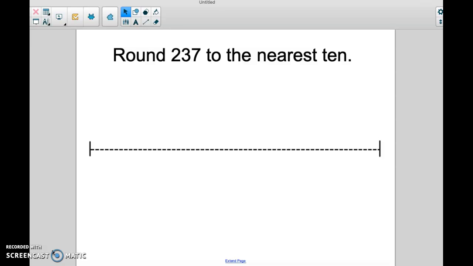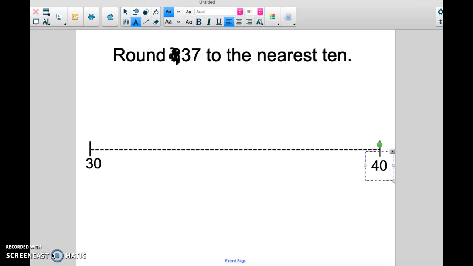But first, when I'm trying to identify the benchmarks, it's very hard for students to identify them using a 3-digit number. So what I like to do is erase the hundreds for right now, and I act like it's just not there. Now it's a little bit easier to find the benchmark numbers for the number 37. So we know that it is between 30 and 40. We have to plot our midpoint. Remember, count by fives. 30, 35, 40.